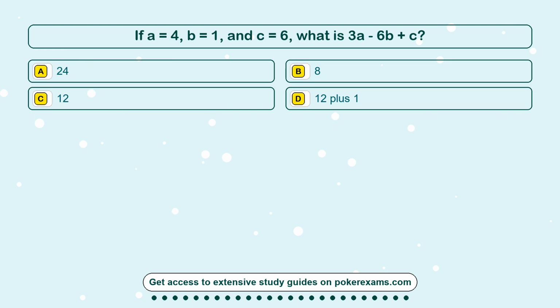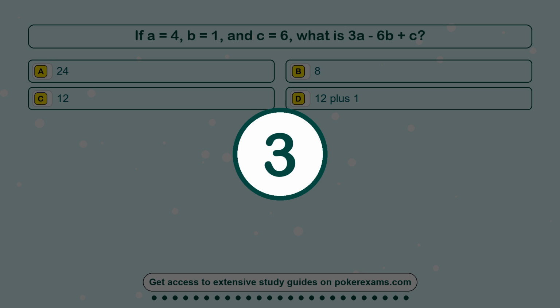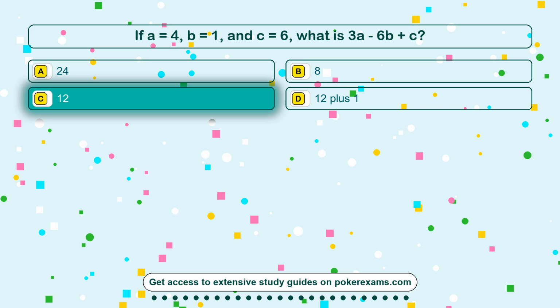Question 8. If A equals 4, B equals 1, and C equals 6, what is 3A minus 6B plus C? Option A 24. Option B 8. Option C 12. Option D 12 plus 1. The correct answer is option C, 12.